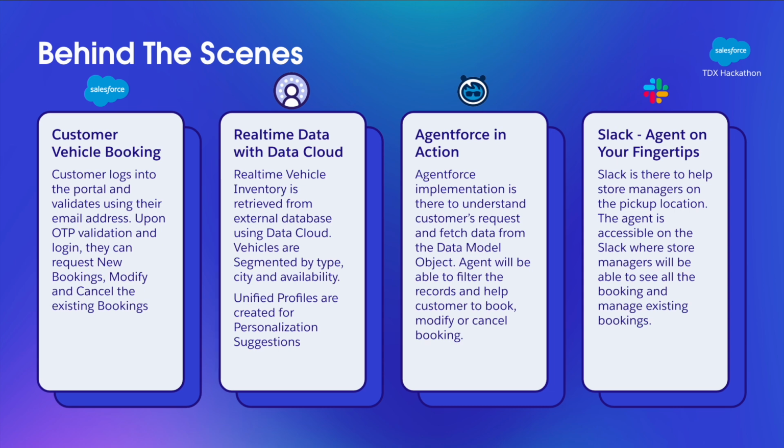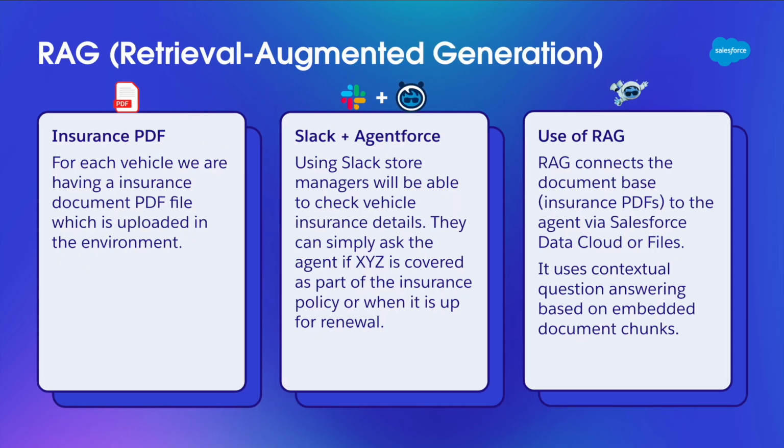Now, what happens at the backend? Salesforce Data Cloud syncs with an external inventory system, so we always show real-time vehicle availability. And for employees at pickup locations, we created a Slack agent that lets store managers confirm bookings, cancel no-shows, and even validate insurance coverage during breakdowns using RAG.